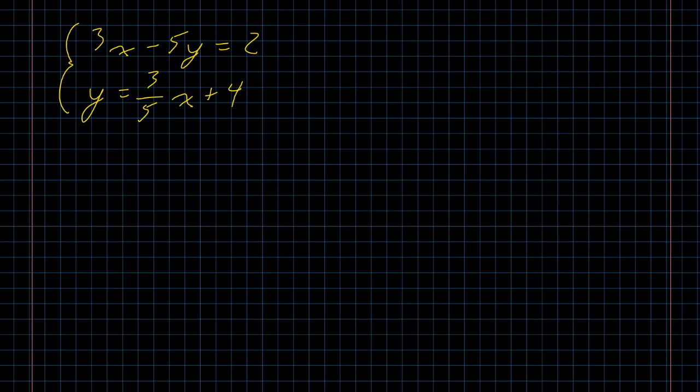Three x minus 5y equals 2. Y equals 3/5 x plus 4. I wanted to go through this example because it's a great example of a problem where instead of using elimination, I would use a different method called the substitution method. I want to use the substitution method here because one of the equations is already solved for y. That means I can take that value of y and just plug it into the other equation.